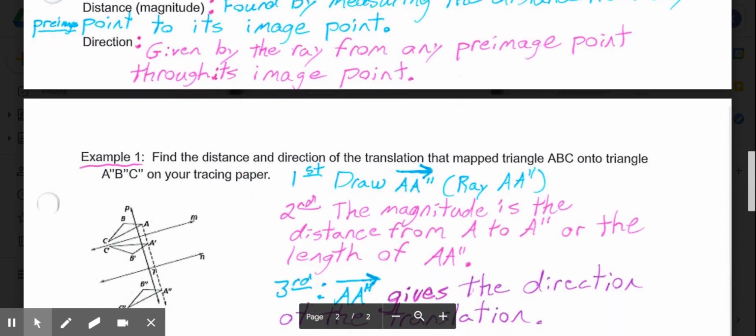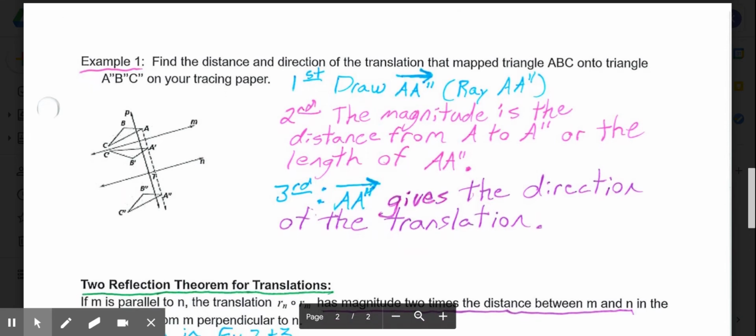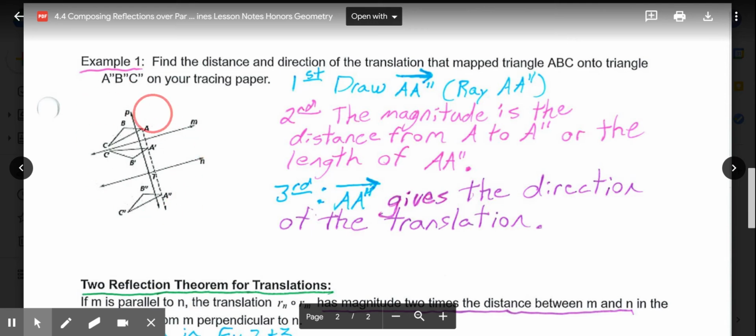So we're going to try to make sense of that looking here at example 1. In example 1, it says find the distance and direction of the translation that mapped triangle ABC onto triangle A double prime, B double prime, C double prime. So if this is our drawing over here, we want to find the distance and direction from triangle ABC here that resulted in A double prime, B double prime, C double prime. So how can we do that?